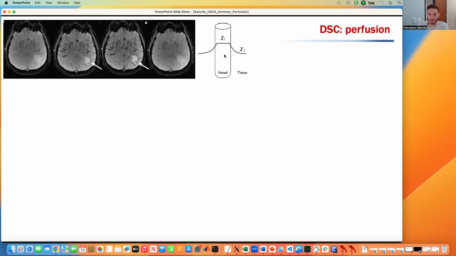So chi1 is in the vessel, chi2 is in the tissue, and we call delta chi the difference in the susceptibility gradient, which causes dephasing, and because the contrast agent is paramagnetic, it causes a reduction in the signal locally. So you can see that when the contrast agent gets to the tissue, the signal becomes lower, and then it goes back to baseline.